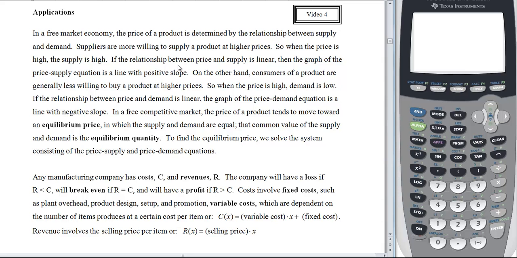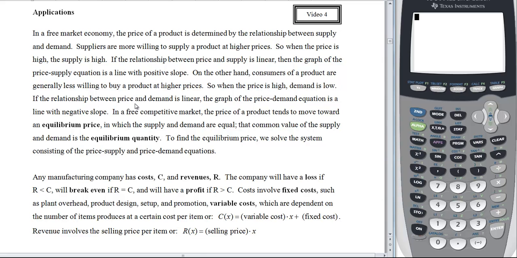If the relationship between price and supply is linear, then the graph of the price-supply equation is a line with positive slope, where x, the x-axis, is the number of items, and my y-axis would be the price of the item. Now, on the other hand, consumers of a product, people who are buying this, are generally less willing to buy a product at higher prices. So when the price is high, demand is low.